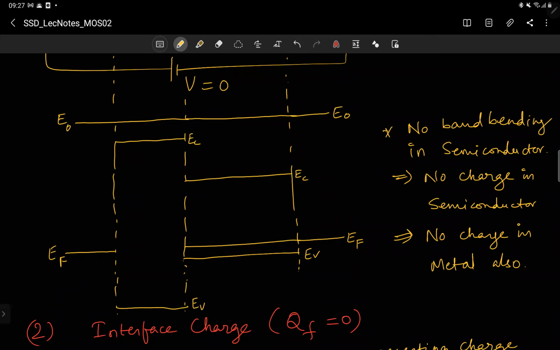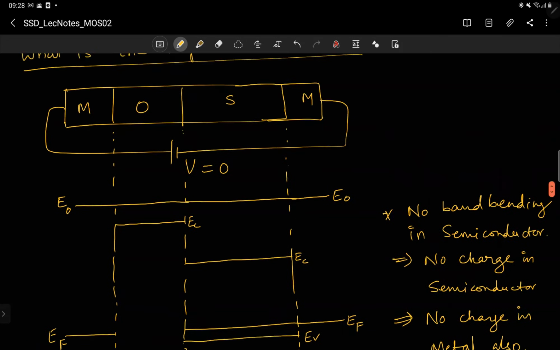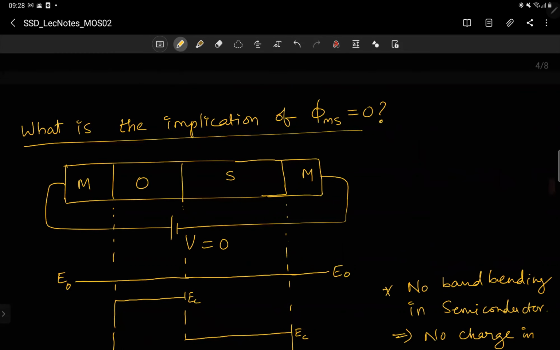So no band bending in the semiconductor. There is no band bending at the semiconductor metal junction, as we have seen on the previous page. But now in this MOS junction also there is no band bending, because the same Fermi level is flat, and on this side also it is flat. So EC just extends the same way, a straight line. There is no band bending throughout the semiconductor, which implies no charge in the semiconductor. No charge in the metal also: when there is no charge in the semiconductor, there is no charge in the metal. That is the implication of phi ms equal to 0.